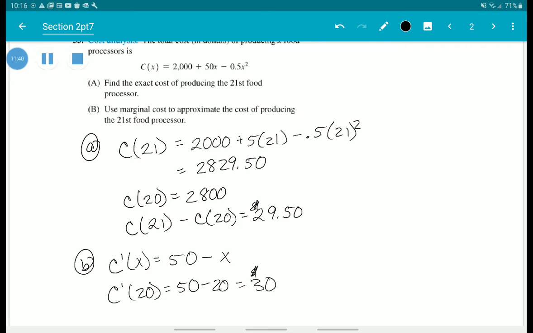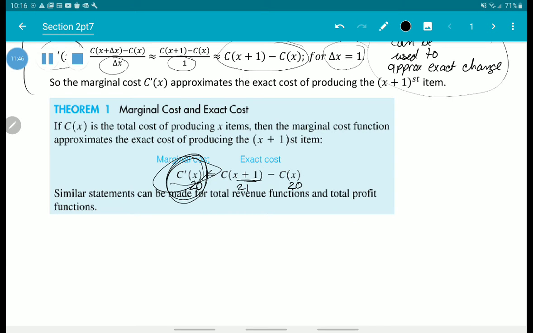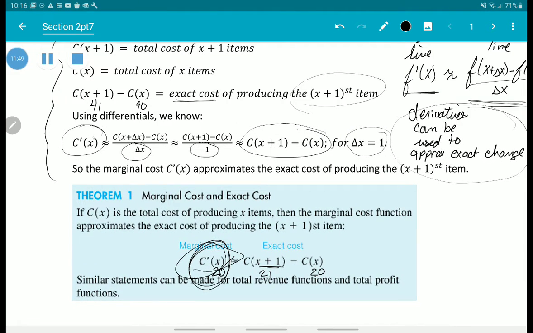The trick here is remembering what you're doing and what number you're plugging in. It's important to plug in the 20. It's all based around the theory up here, the fact that I could use C prime of X to approximate that exact cost. So everything's based on that theory, really from that last section on differentials.